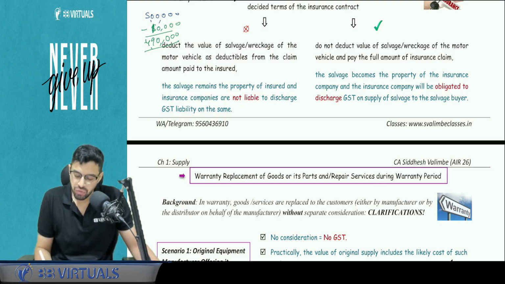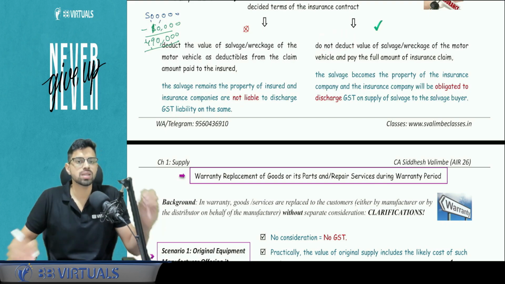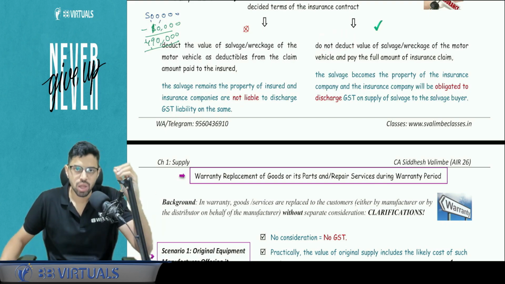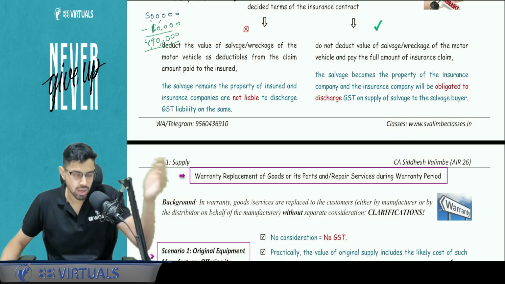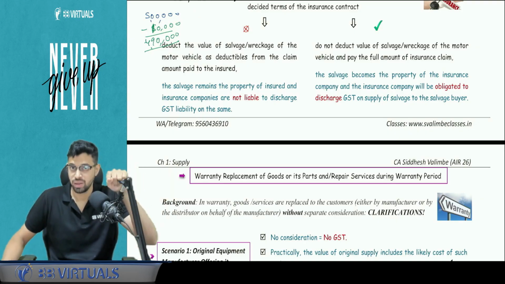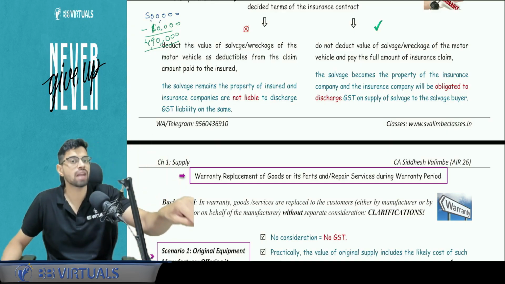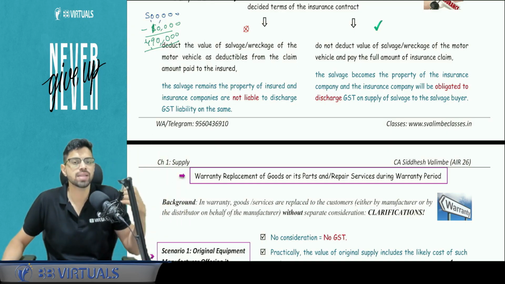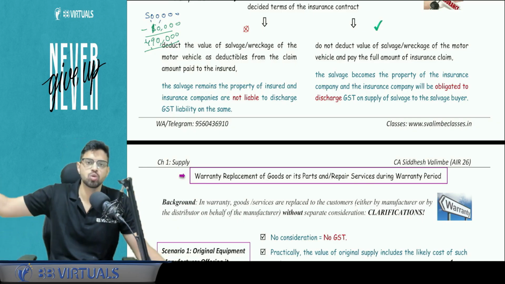But if it does not deduct, so the general insurance says to me, Mr. Siddhesh, I will pay you. We will pay you the entire 5 lakh rupees. Now that 5 lakh includes 10,000 because we are not deducting. Otherwise, we would have paid 490. So now we are paying for that particular salvage also. Now you give that salvage to us and we will sell this salvage to a salvage buyer.